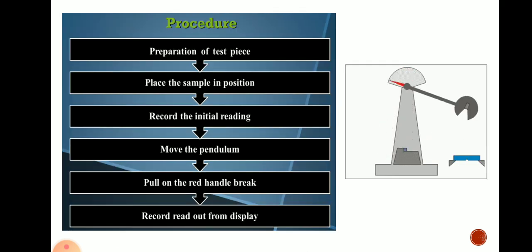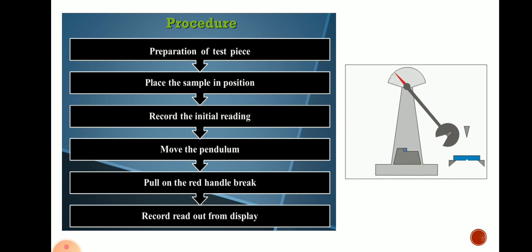In the Charpy test machine, as you can observe in the diagram, there is one pendulum. At one end of that pendulum a hammer is attached, and its opposite end is connected to the pointer. That hammer will hit the test specimen exactly in the direction opposite to the notch. In the animation also you can observe that the hammer is impacting the test specimen in the opposite direction of the V notch. So similarly, place the sample in position.